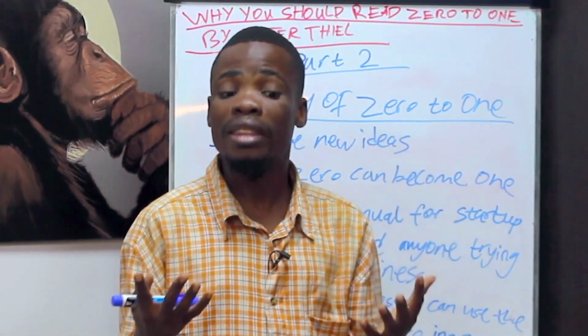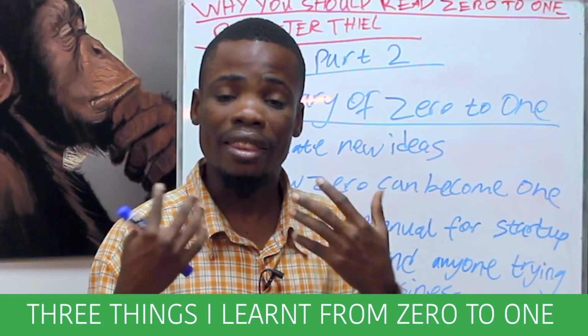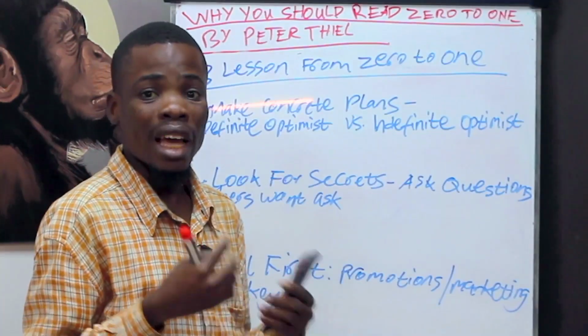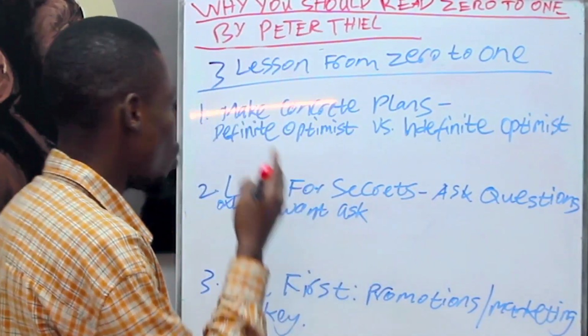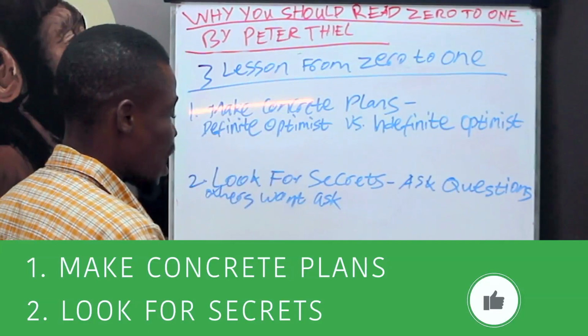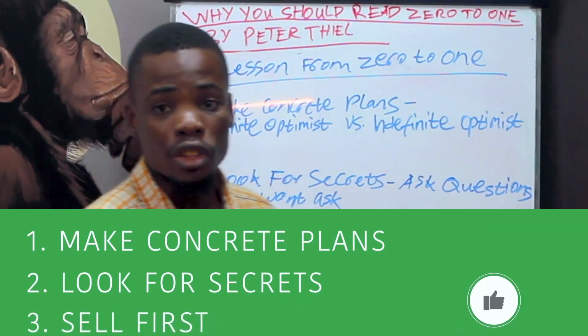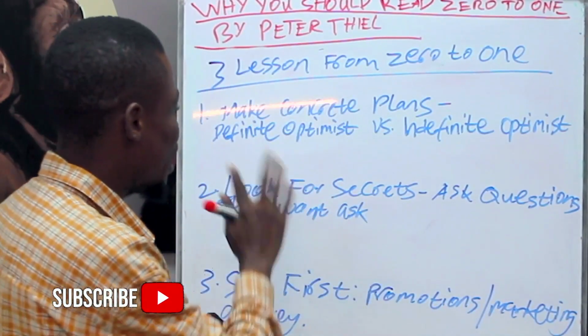So let's move on to the third part of this book, which is the main thing in this video, which is the 3 things that I learned from this book, which I think are very important to you. So here are 3 lessons that I learned from Peter Thiel's book 0 to 1. Number 1 is make concrete plans. Number 2 is look for secrets. And number 3 is sell first. Now, there are so many other things you can learn from this particular book, but these 3 stood out for me. I'm going to explain each of them.